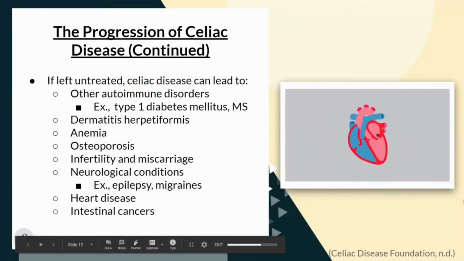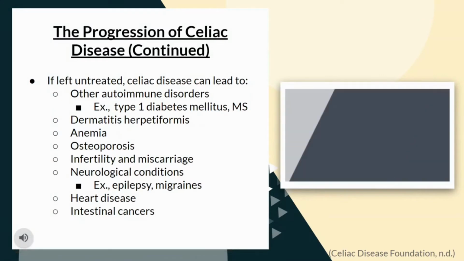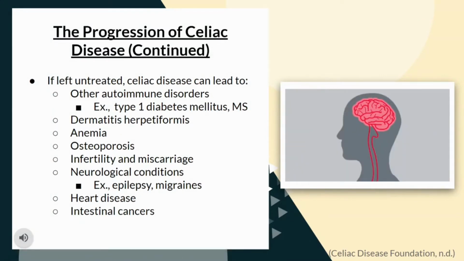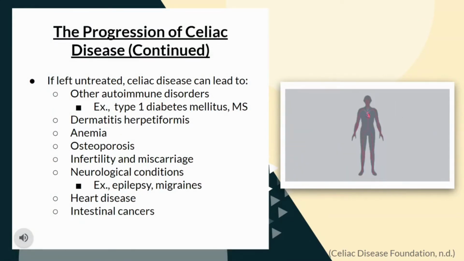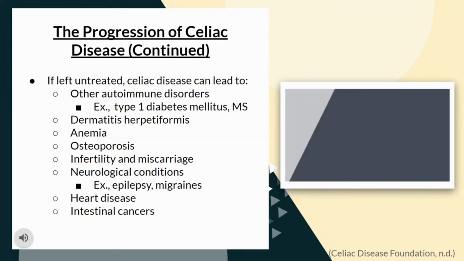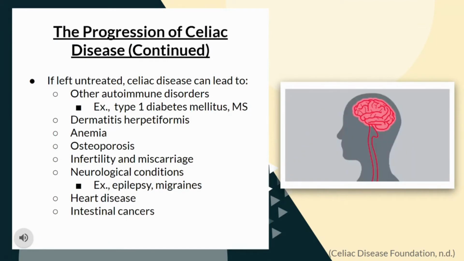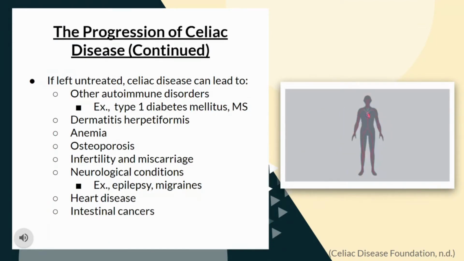If left untreated, celiac disease can lead to a variety of other health concerns, such as other autoimmune disorders, such as type 1 diabetes and multiple sclerosis, dermatitis herpetiformis, anemia, osteoporosis, infertility and miscarriage, neurological conditions such as epilepsy and migraines, heart disease, and intestinal cancers.